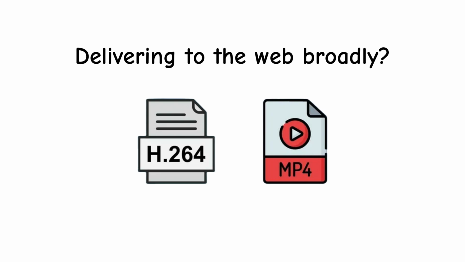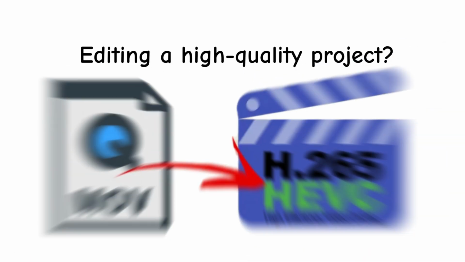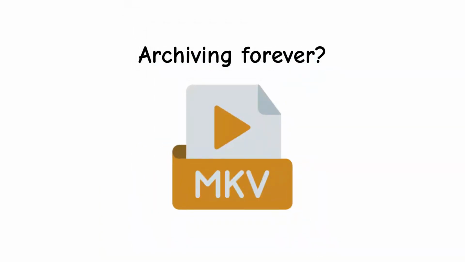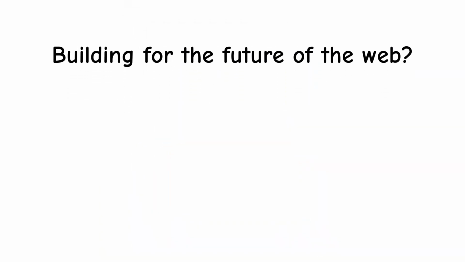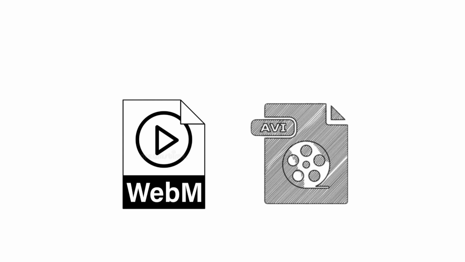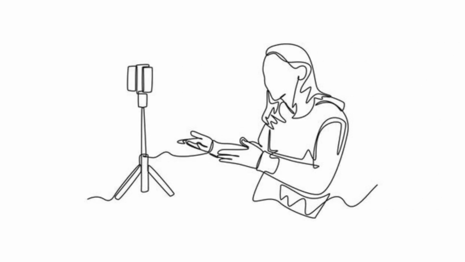Zero surprises. Editing a high-quality project? MOV container, consider H.265 if your system supports it. Archiving forever? MKV. Put everything in there. Building for the future of the web? WebM with AV1. Got an old AVI? Transcode it. Immediately. That's it. That's the whole thing. You now understand something most people who work in video professionally couldn't fully explain 10 minutes ago.